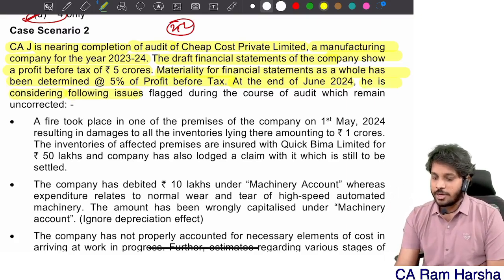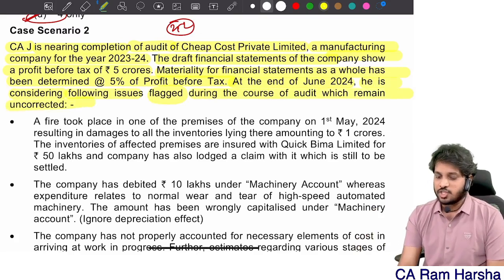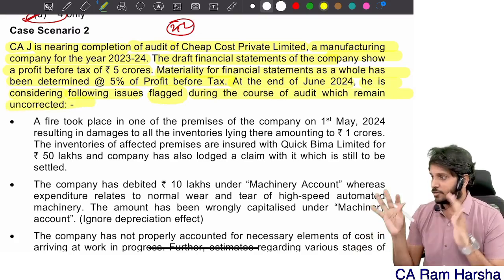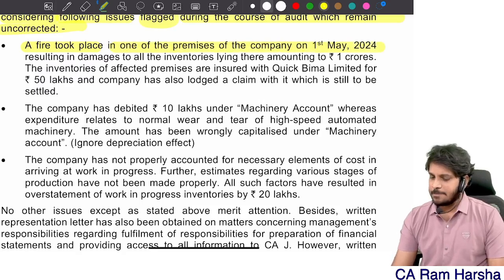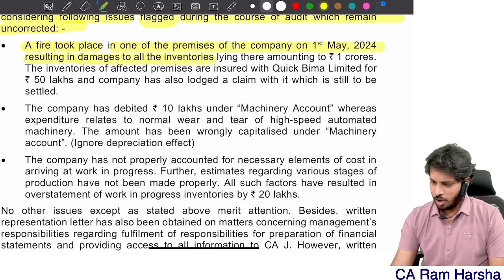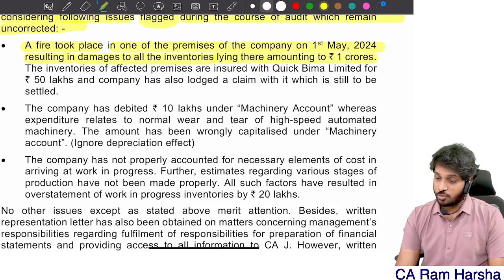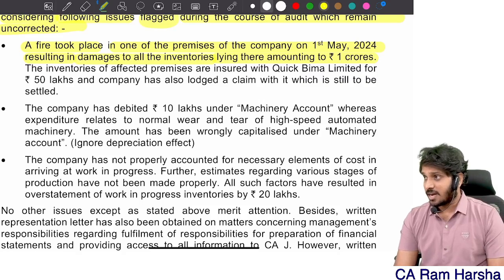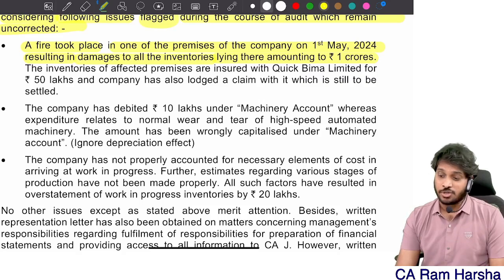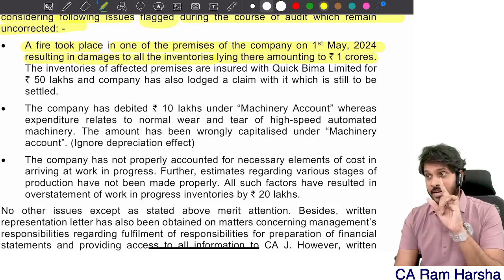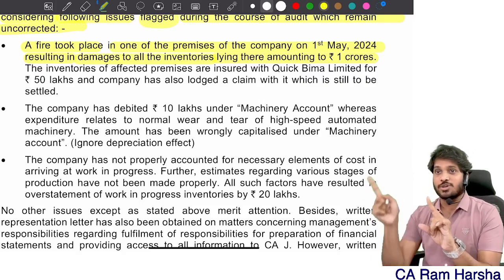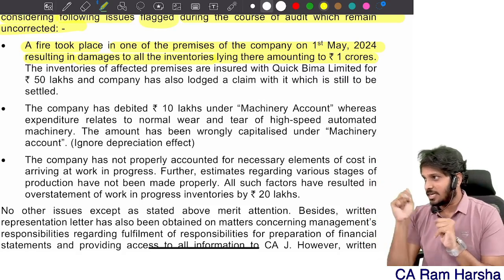He is considering the following issues flagged during the course of audit which remain uncorrected. Like some issues, auditor found some issues. What are they? A fire took place in one of the premises of the company on 1st May, resulting in damages to all inventories lying there amounting to 1 crore. Okay, 1st May, conditions exist on 1st May. It's a non-adjusting event which requires only a disclosure. Why? Because the amount is 1 crore. Profit is just 5 crore, 1 crore. Materiality is just 25 lakhs. Since the loss is more than material, it's a material loss, it requires disclosure.